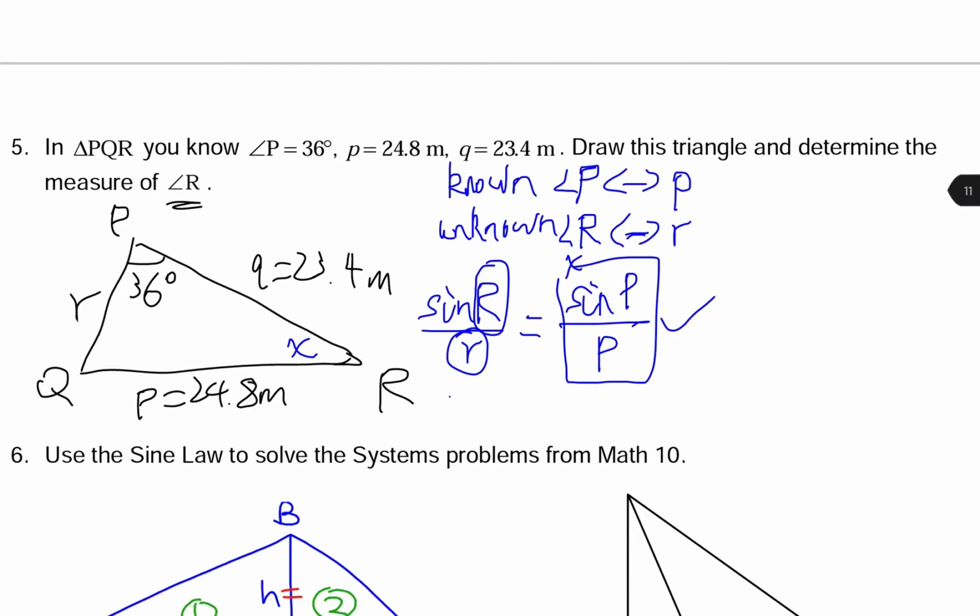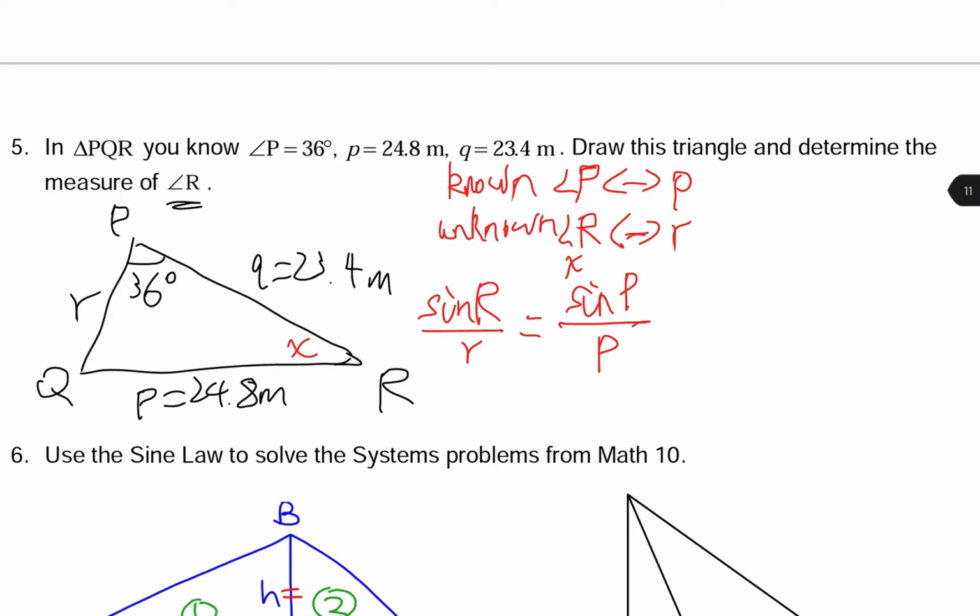This does happen. Sometimes we want to use sine law directly to find our answer, but it doesn't quite work. So, we're stuck. Now, don't give up. Be creative. Think about what we have learned before. Is there something we can find instead that can help us find angle R? So sine law doesn't work.